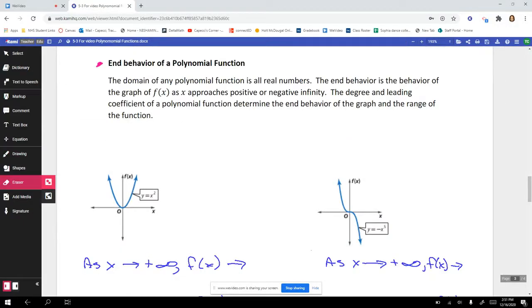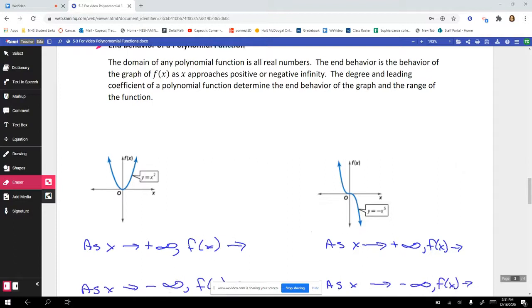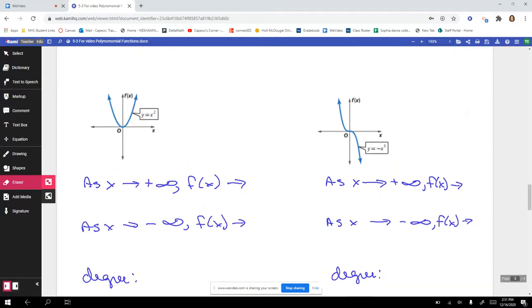Okay, let's look at some end behavior of polynomial functions. As we're looking at end behavior, we're going to talk about whether it approaches positive infinity or negative infinity and what happens to that f of x. And we're also going to talk about the degree and the leading coefficient and their relationship with the end behavior.